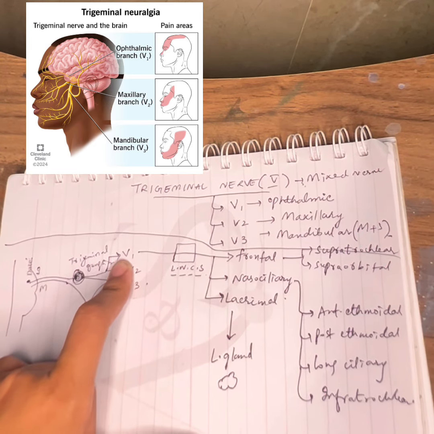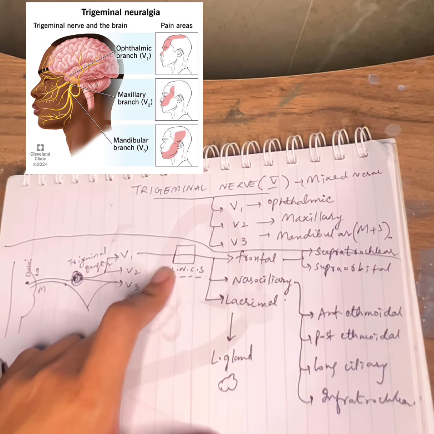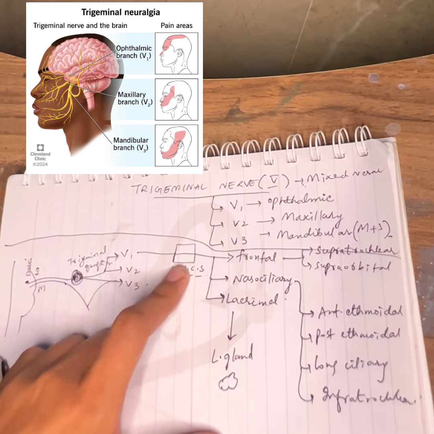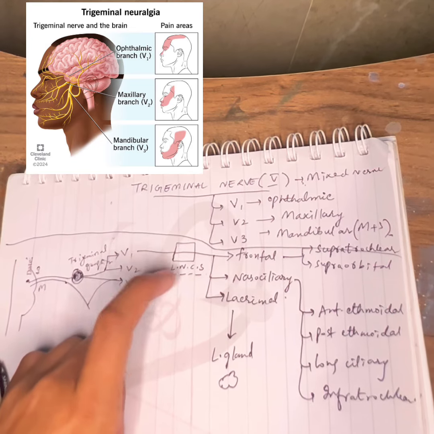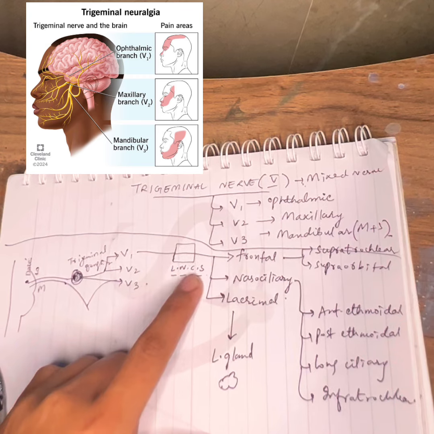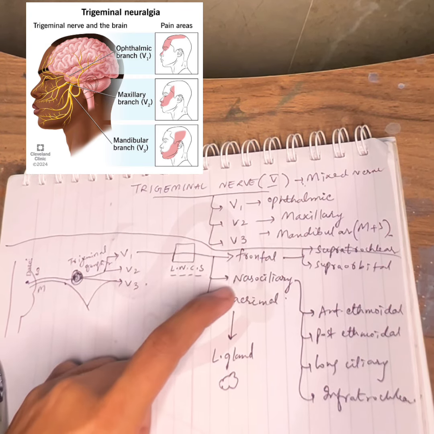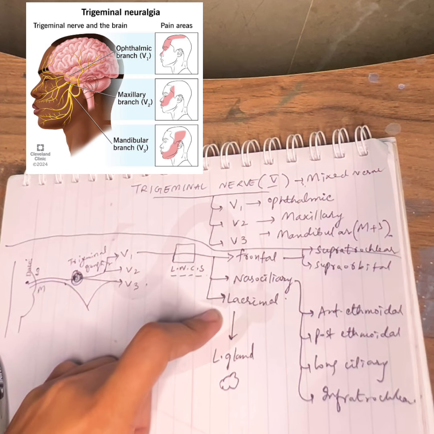So V1 is the ophthalmic nerve, which is the first division of the trigeminal nerve. It enters into the cavernous sinus. Which wall of the cavernous sinus? The lateral wall. So V1 enters into the lateral wall of the cavernous sinus and then it gives three branches: frontal, nasociliary and the lacrimal nerve, right?